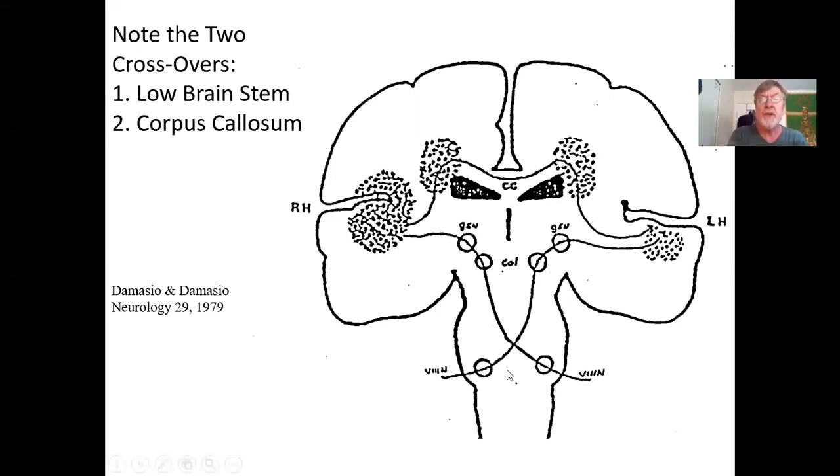Anyway, look at the two crossovers here. You have one crossover taking place in the low brainstem, and you have another crossover taking place at the level of the corpus callosum.